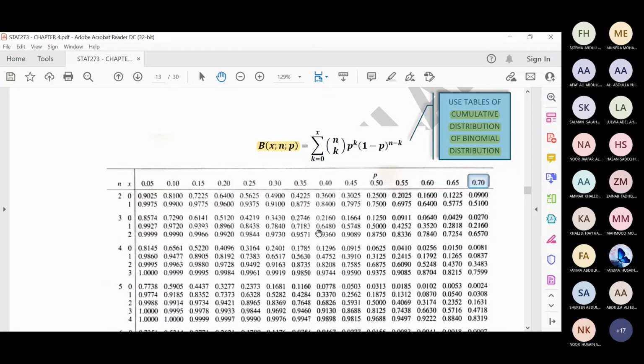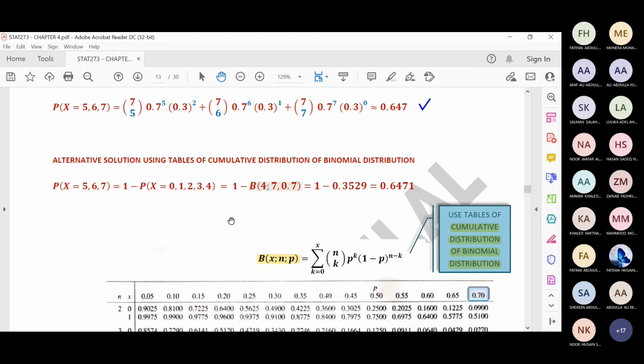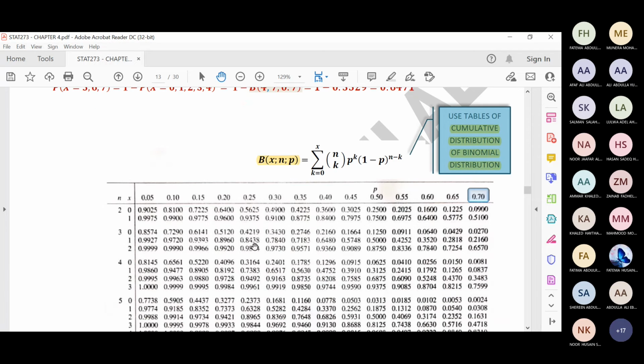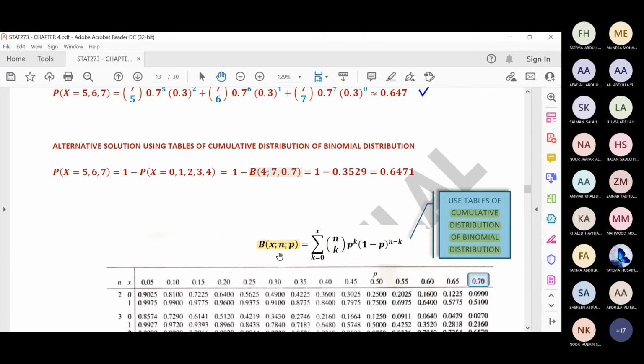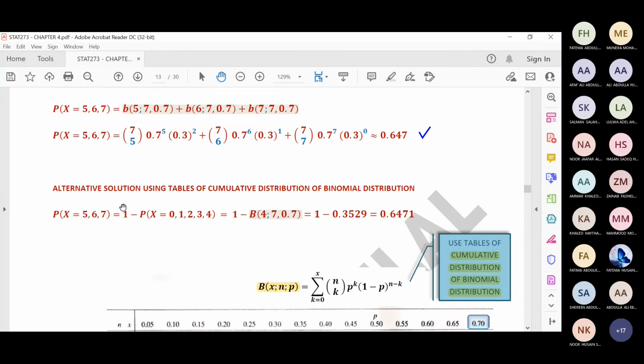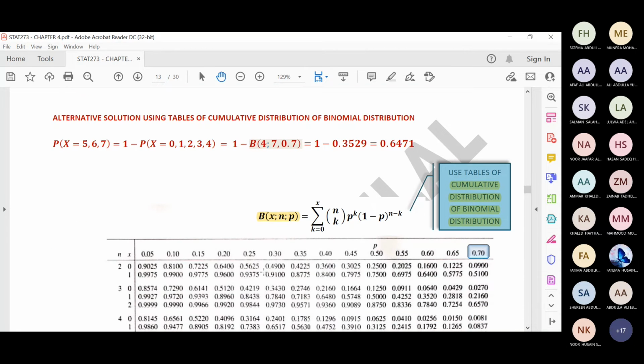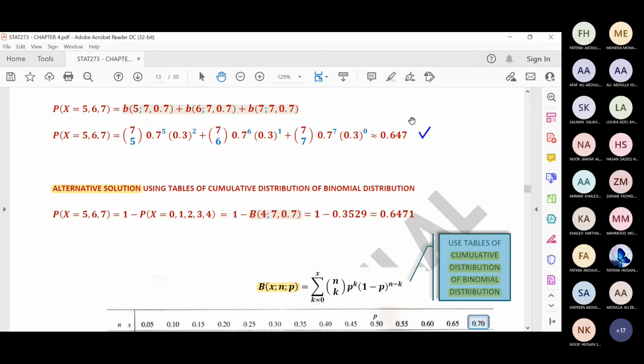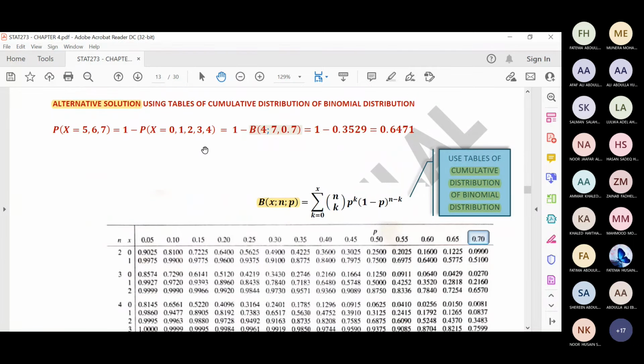I will show you how to use the table because some of the students last semester asked me how to use this table, and that's why I added this. Previously I was just explaining it using the formula. But since some students are interested in using the table, that's why I said alternative. What I solved is already correct, but if you prefer to use the tables, follow me.